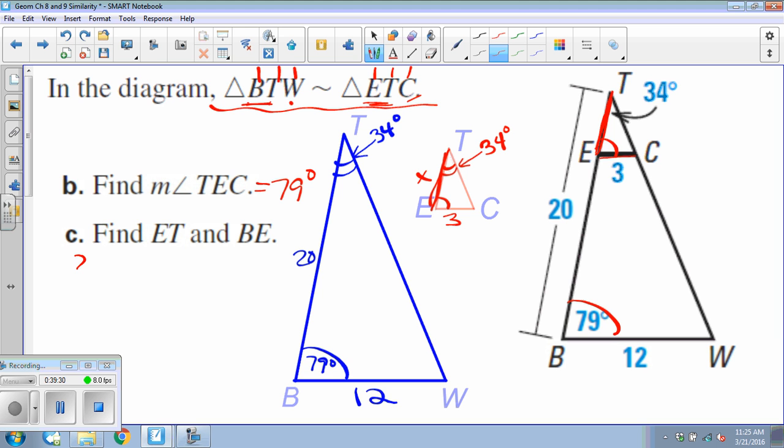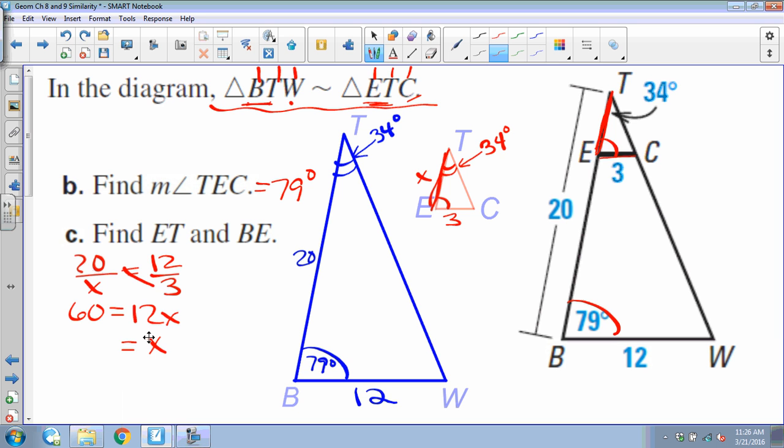So 20 over X equals 12 over 3. And again, you may have it flipped. You may have X over 20 equals 3 over 12. Same thing. Or you may have reduced the 12 over 3 first and then cross multiplied. That's fine also. And so when we multiply, 20 times 3 is 60 equals 12x. Divide both sides by 12, and you get x equals 5. Okay, so x is ET, so ET equals 5.